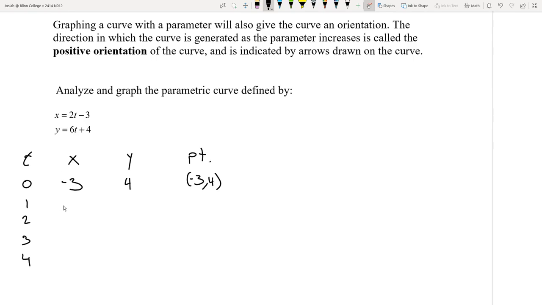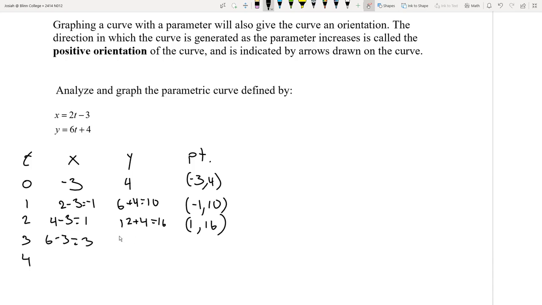When t is 1, we plug it in here, we get 2 minus 3, which is -1, and 6 plus 4, which is 10. So we get the point -1, 10. When t is 2, we get 4 minus 3, which is 1, and 12 plus 4, which is 16. Then we get 6 minus 3 is 3, and 18 plus 4 is 22. And lastly, 8 minus 3 is 5, and 24 plus 4 is 28.